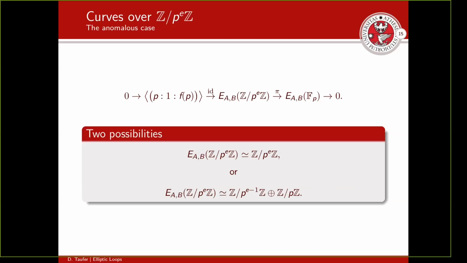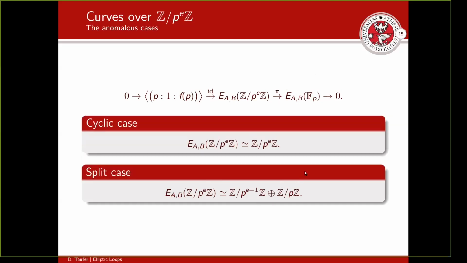But one case is still missing. What about when we do not have a section here? So we are sure that we have it when the order of this curve is not p. But when this curve is anomalous, what can be said? Well, in principle, we have two possibilities, because this is a subgroup of this object here. So we have a subgroup of this size. So it may be either cyclic again, or it may be split. And as a matter of fact, both of the cases may occur.